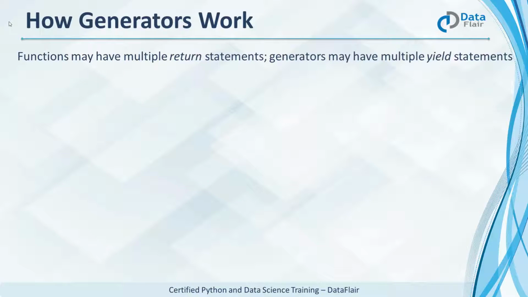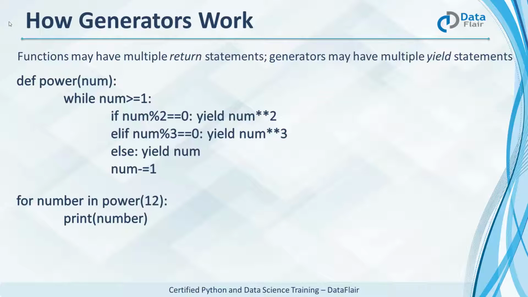And like functions may have multiple return statements, generators may have multiple yield statements. This one yields according to situation. If num is even, it yields its square. If num is divisible by 3, it yields cube of it. Otherwise, it yields num itself. Then decrements it by 1. So if we start with 12 for num, this is what it prints.